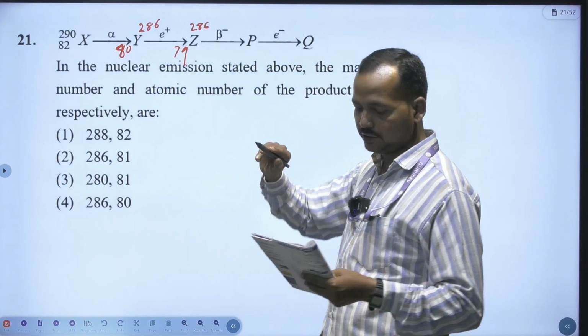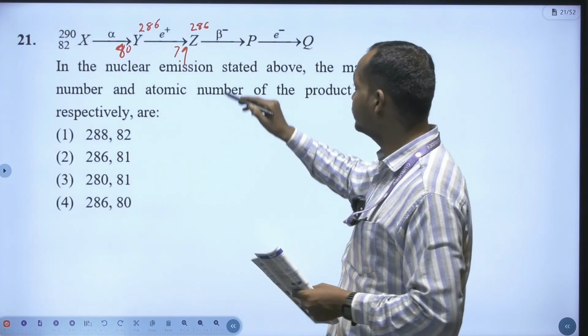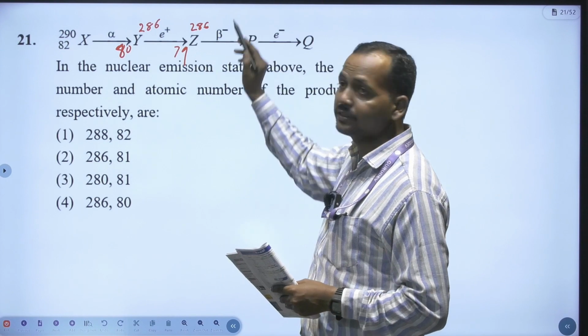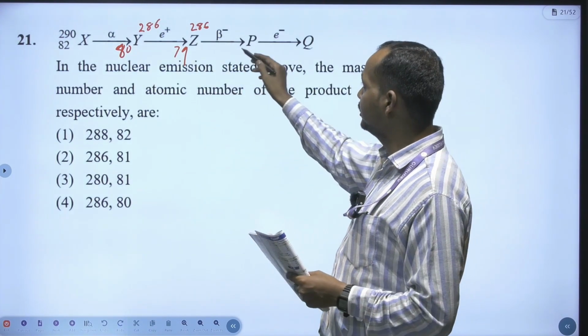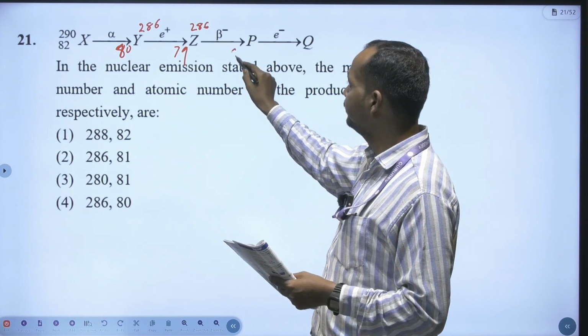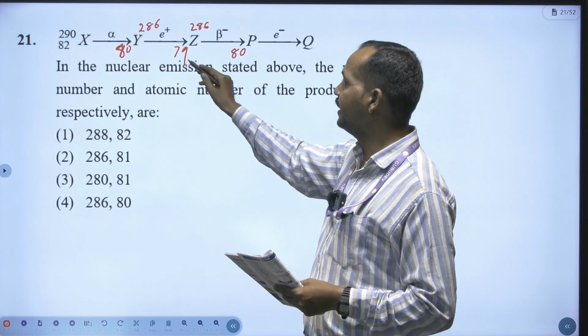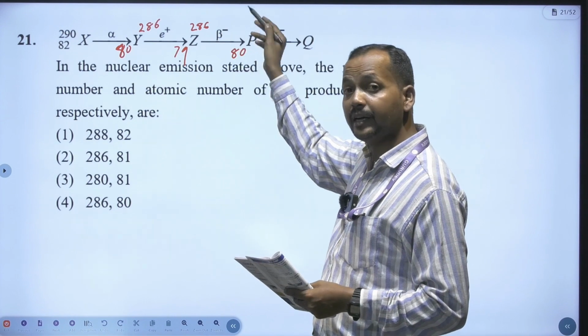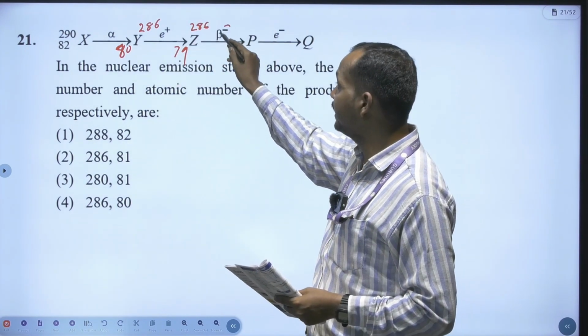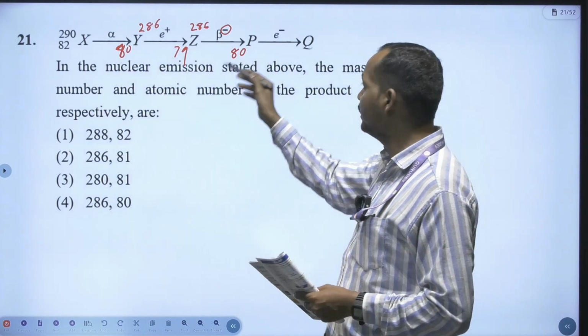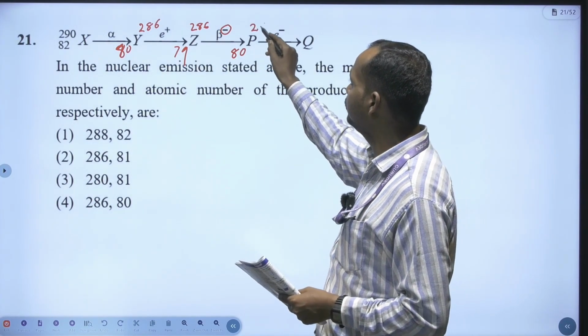And beta changes, again beta. Beta negative is there. Beta negative means we have to add one, so it becomes 80. 79 plus 1, beta negative. If there were a beta positive, we should have subtracted, and that would be 78. But it is beta negative, so we have to add: 79 plus 1 is 80, and the mass number does not change, 286.